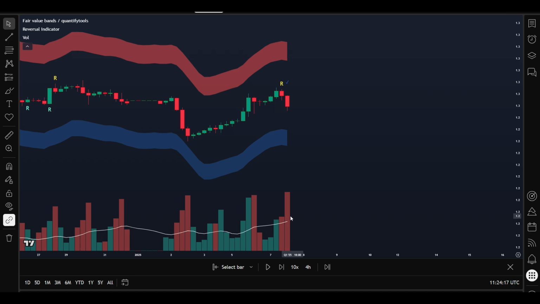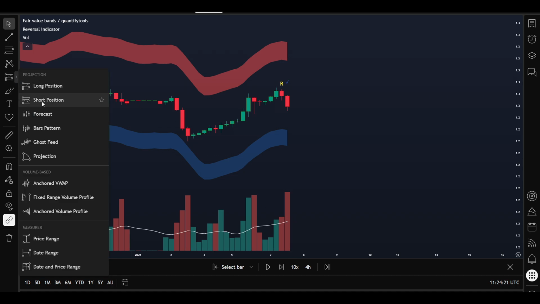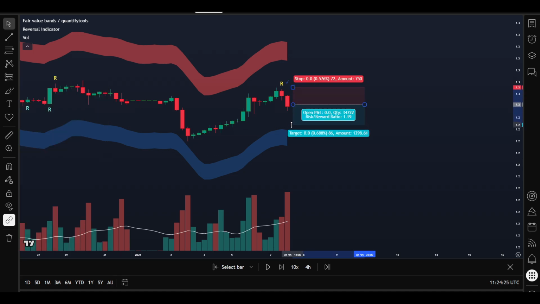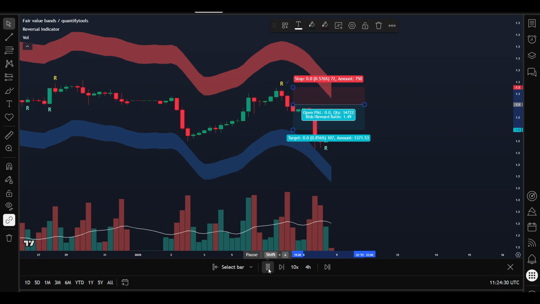When all three align at the close, enter short on the next open, place the stop above the bounce swing high, and target 1.5 R.